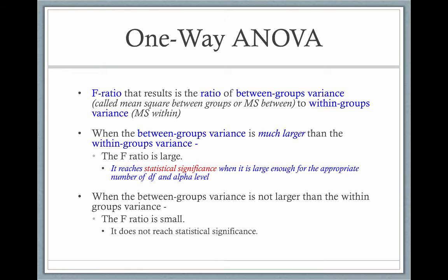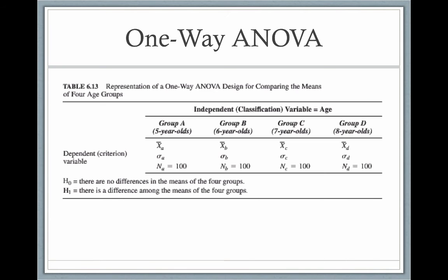When the between group variance is not larger than the within group variance, so when the difference between the 5 and 6-year-olds is not as large as the difference within all the 5-year-olds or within all the 6-year-olds, then the F ratio is small and that does not reach statistical significance.